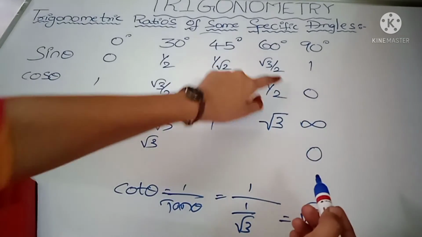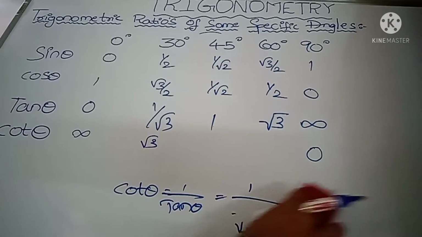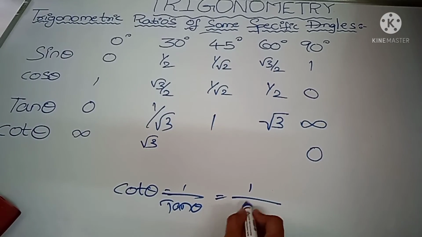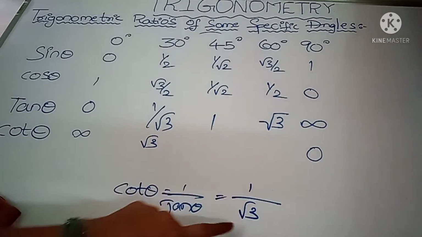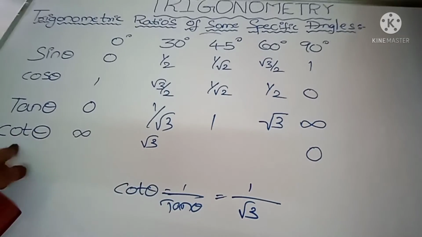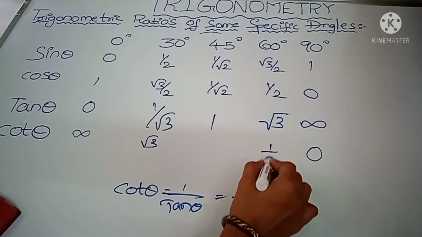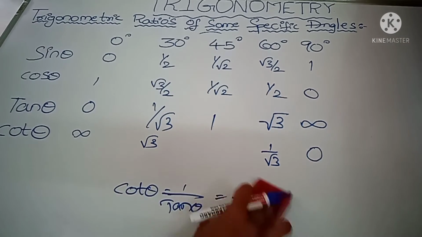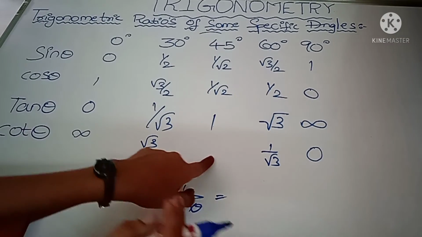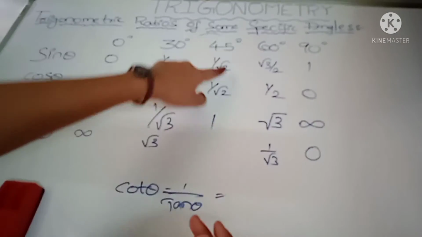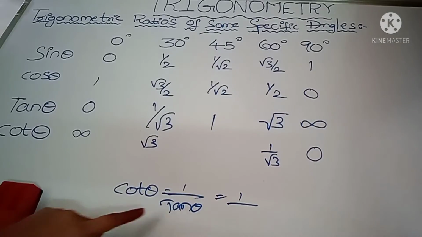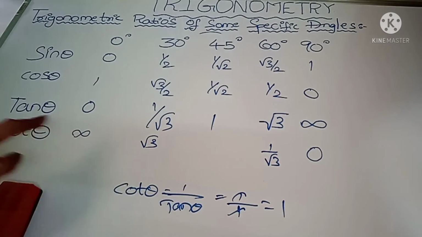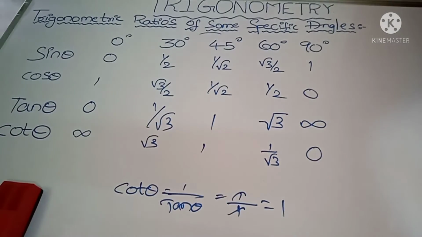Next one, cot 60 degrees. What's the value of tan 60 degrees? Tan 60 is root 3. So, 1 by tan 60, just substitute root 3 here. So, cot 60 value is 1 by root 3. Now, next one is cot 45 degrees. What's the value of tan 45? 1. 1 by 1 is nothing but 1. So, cot 45 value is 1.